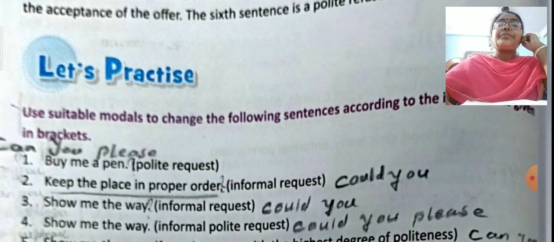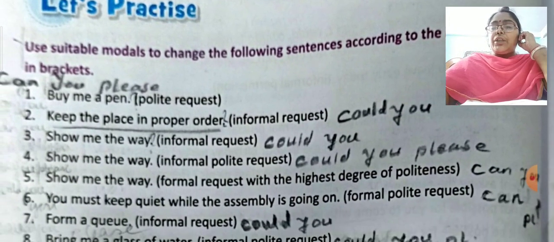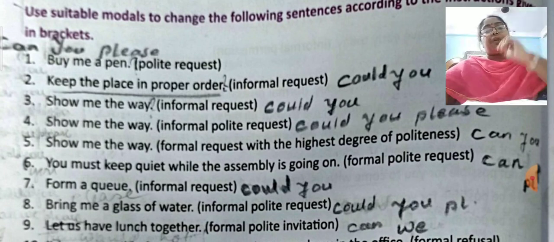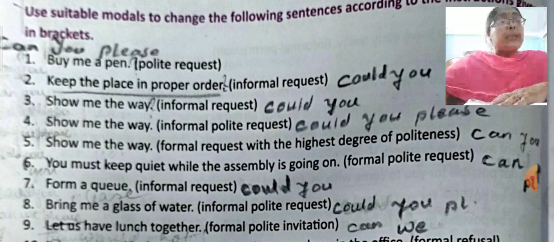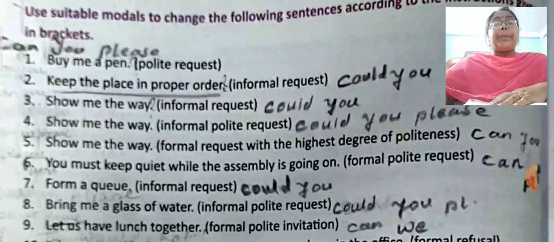Okay, children. Now coming down. Use suitable models to change the following sentences according to the instructions given in brackets. Okay. Number 1. Buy me a pen. A polite request. Can you please buy me a pen? Okay. Number 2. Keep the place in proper order. Informal request. Could you keep the place in proper order?